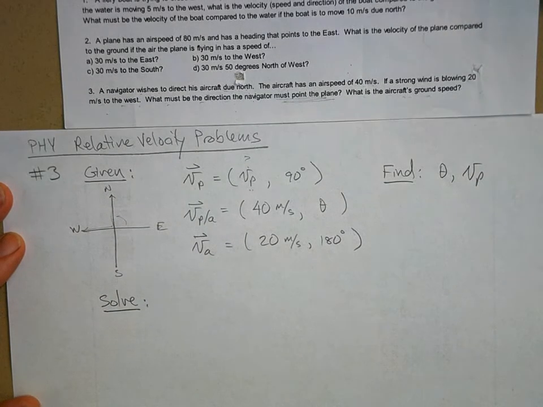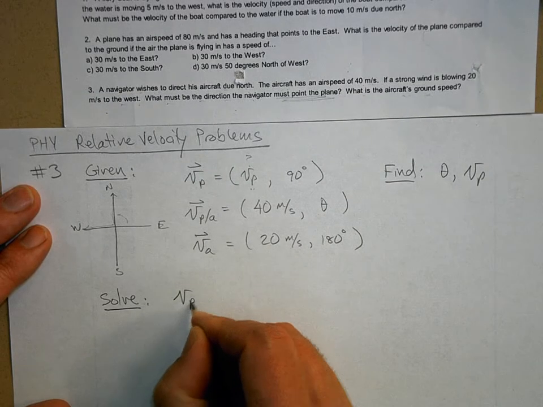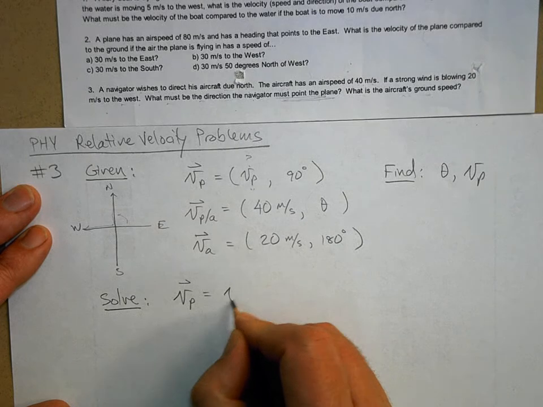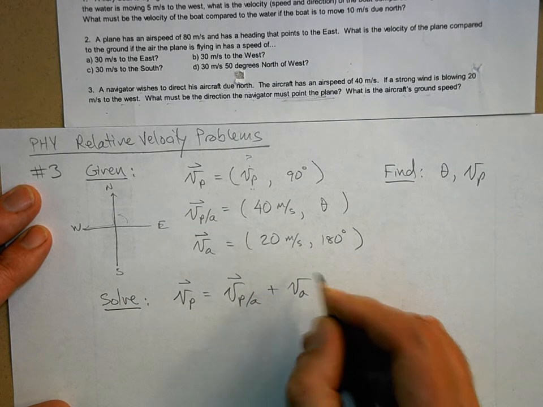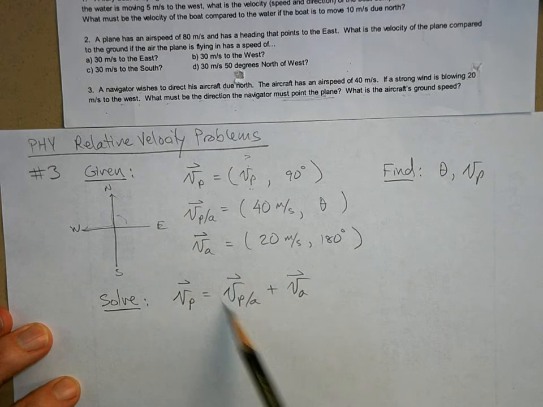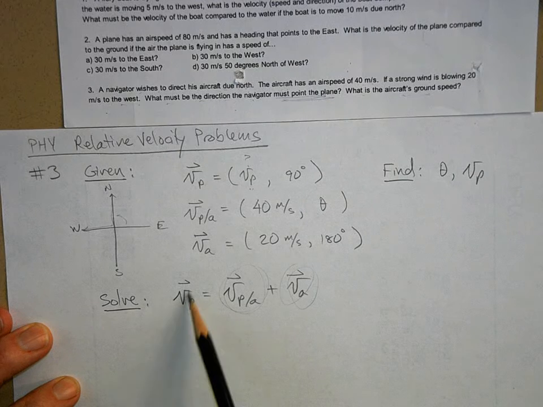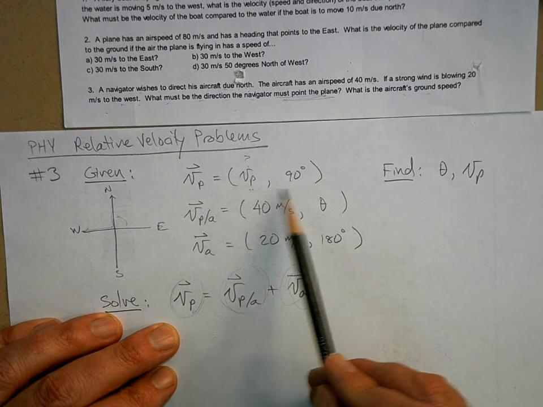Solve. Well, when I'm dealing with a relative velocity problem, I always go: the velocity of the plane is equal to the velocity of the plane compared to the air plus the velocity of the air. I'm going to add these two together to get this. Well, I know what my answer is. That is, I know it's 90 degrees.